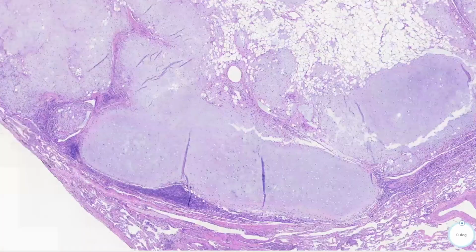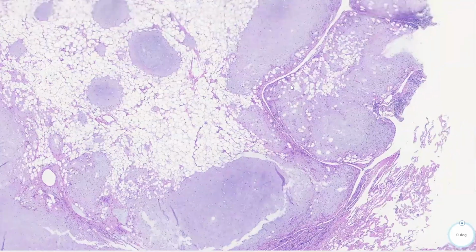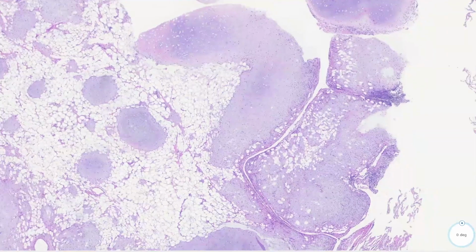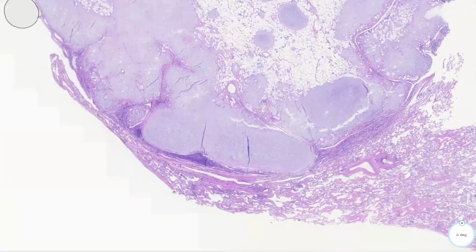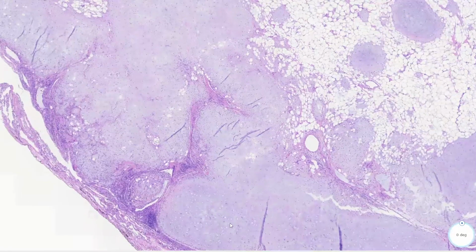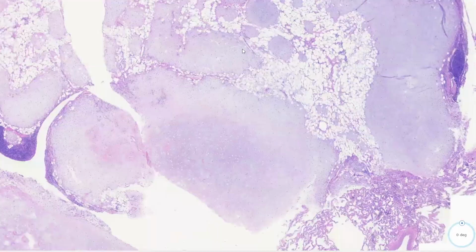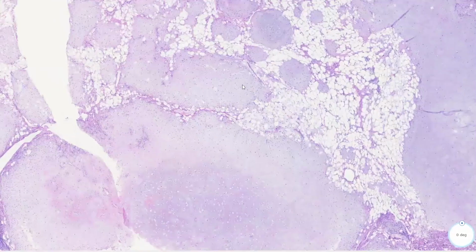The other important feature here is we do have this entrapped bronchial epithelium in multiple areas. These are the features characteristic of a pulmonary hamartoma that we're seeing, with this chondroid tissue, this chondromyxoid tissue, adipose tissue, and then entrapped glandular structures as well. So this is a pulmonary hamartoma.